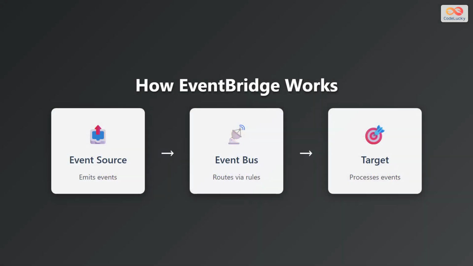The EventBridge workflow follows a simple three-step process. First, an event source emits an event. This could be an AWS service, your application, or a third-party service. Second, the event is sent to an event bus, which acts as the central routing hub. Third, EventBridge evaluates the event against rules you've defined and routes it to the appropriate targets for processing. This decoupled architecture means your event sources don't need to know anything about the targets, making your system more flexible and easier to maintain.